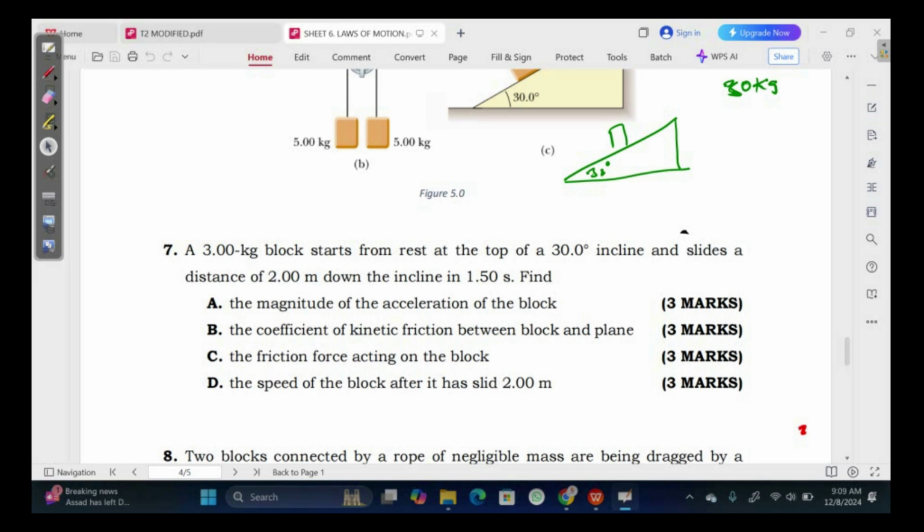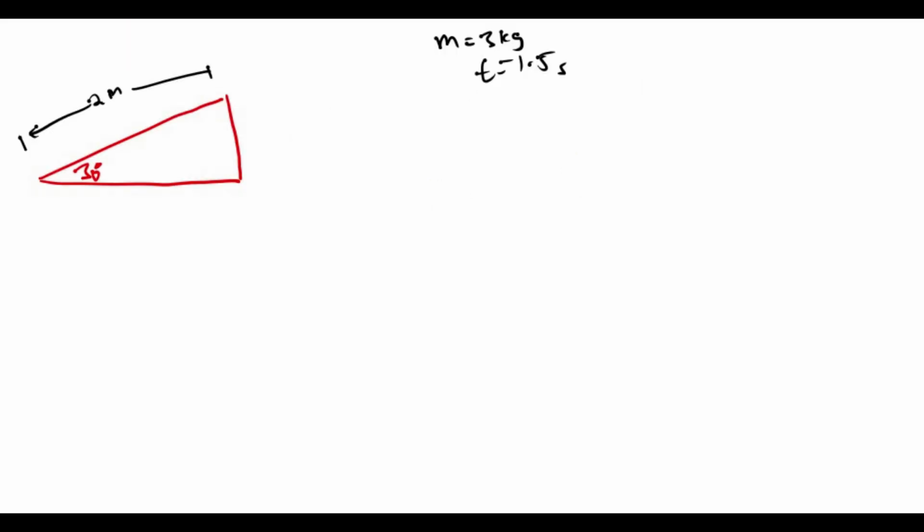I want us to be very careful here. Okay, so when finding acceleration, for the fact that I have been given the distance, I'm not going to use that formula we were talking about for the incline. I'm going to use the direct formula. I've been given the distance, which is 2.